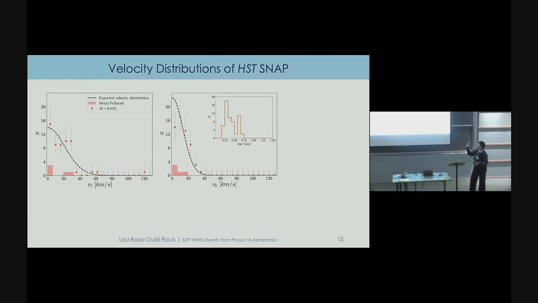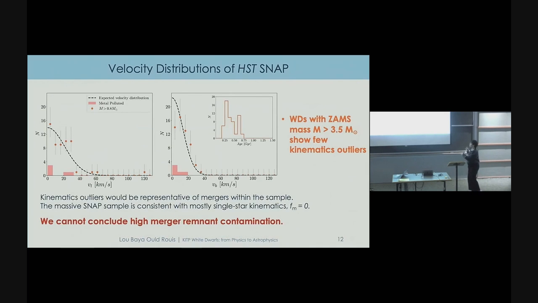These are the distributions of the velocities of the SNAP sample at masses above 0.8 or 3.5 solar masses. And I've put the expected velocity distribution assuming single star evolution right here. And I've also highlighted where the metal polluted massive white dwarfs lie. And what you're seeing here is that we're not really struck with many kinematic outliers, actually. Outliers would have been representative of mergers in the sample, but we really can't draw this conclusion from these. It seems actually pretty consistent with single star kinematics.